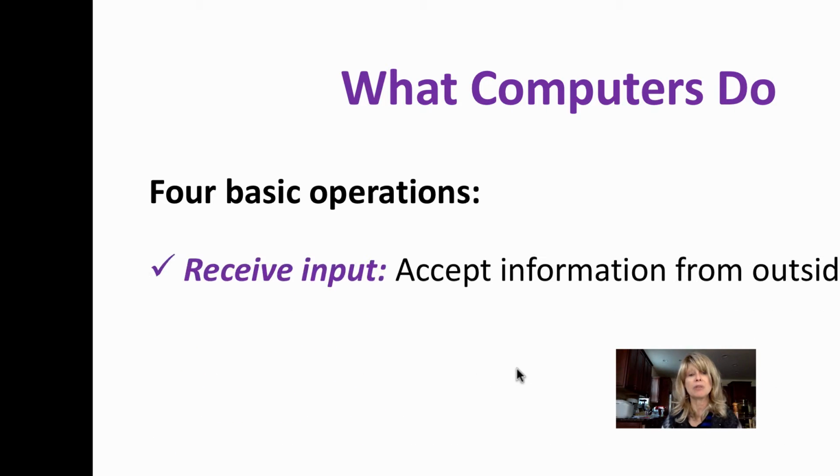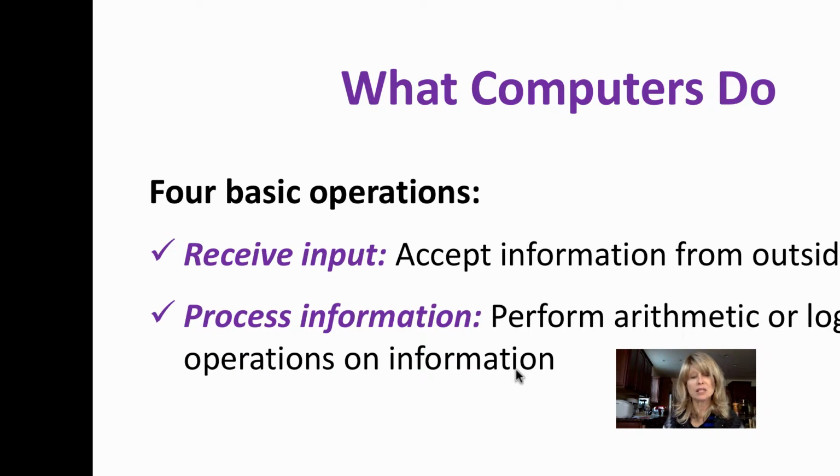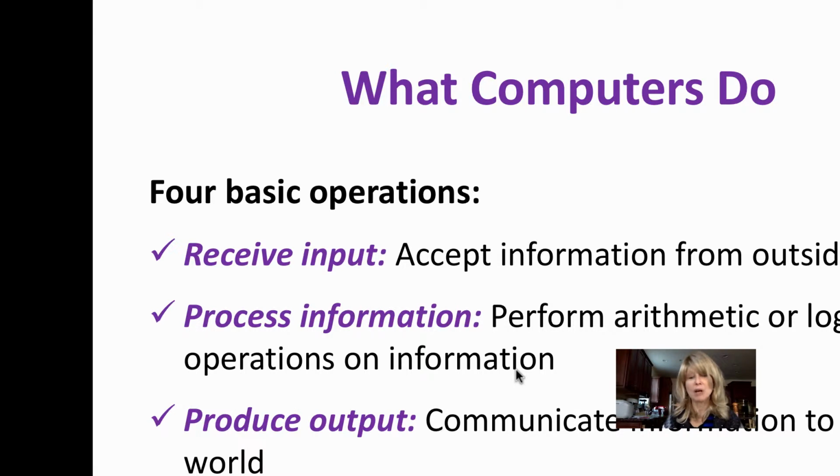Okay, the four basic operations. We receive input, we process, we produce some output, and we store information. Okay, so let's do an example. We go onto the website and we go to Amazon and we shop and we want to buy toothpaste. So the first thing is the computer system: we identify, we order, we input information, what we want, into the computer system.